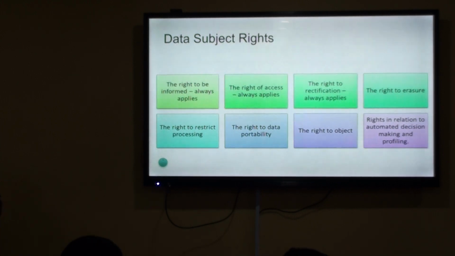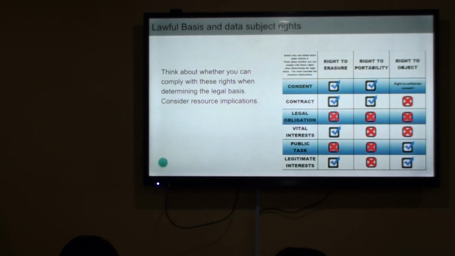Okay. So I'll come back to your question. The reason why informed consent is not the best lawful basis is that if you use consent, the data subject will always have the right to erasure and will always have the right to portability.